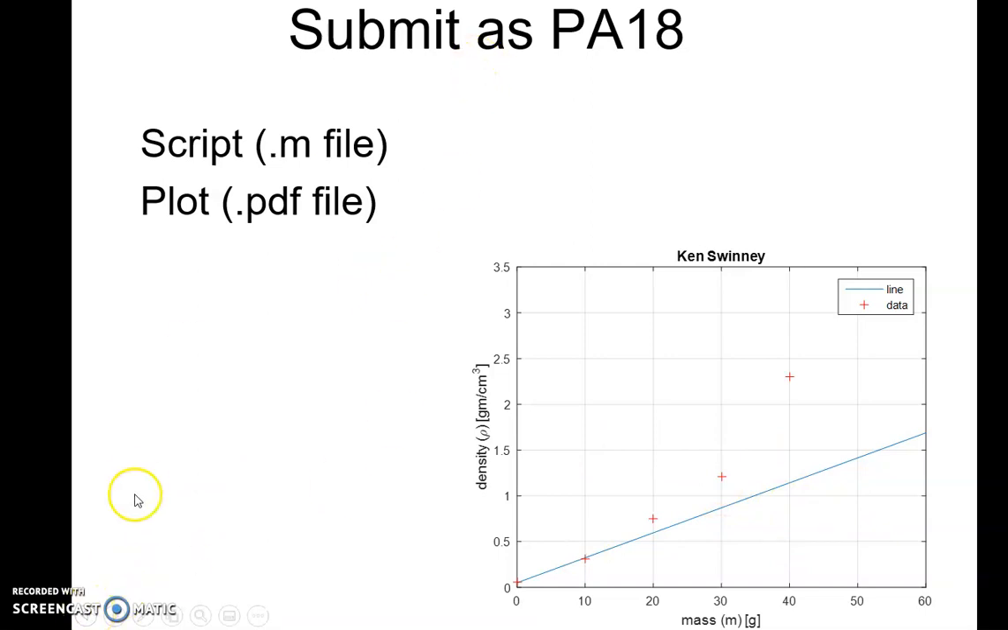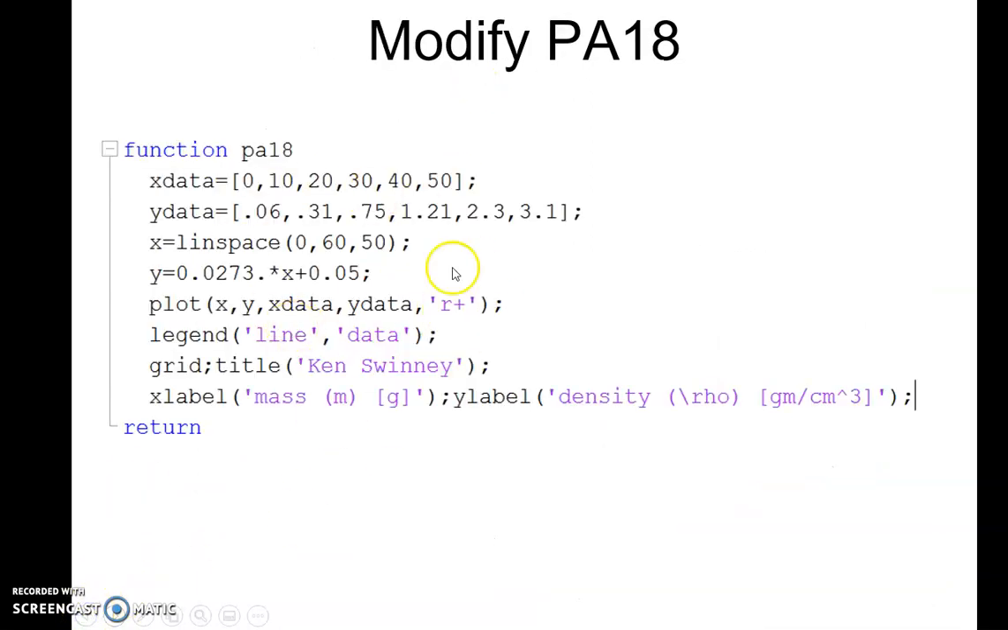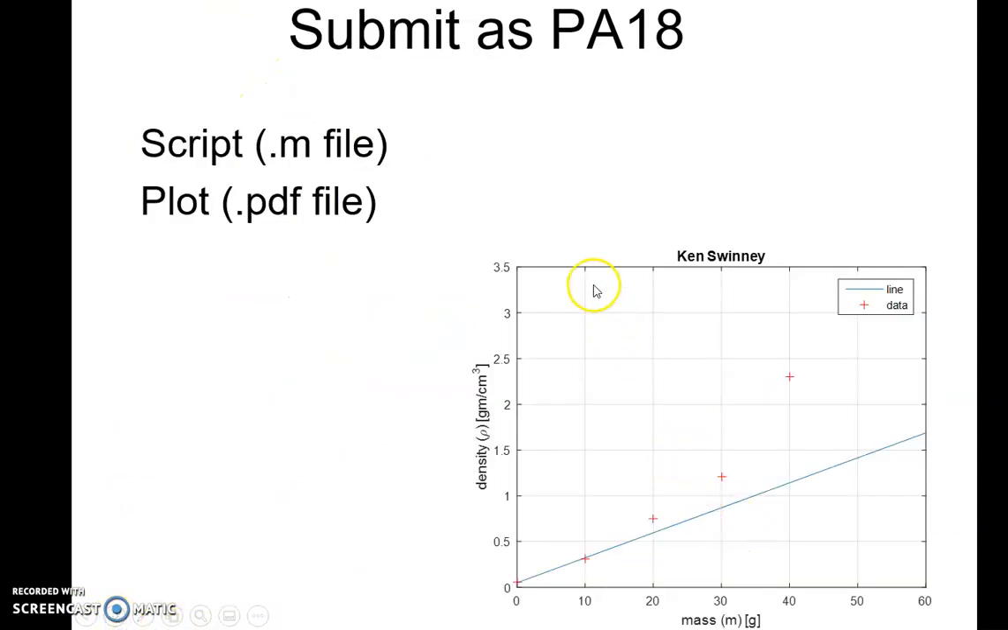Now, I want you to modify your P18 to be like this with the appropriate header, making this graph, and I want your graph to be like this, and I want you to save that graph as a PDF, and then you'll submit me 2 files. Submit me your script and your plot. You don't have to submit me a diary file, since basically nothing's going to happen when you run it except for it to make the graph, so submit the graph instead.